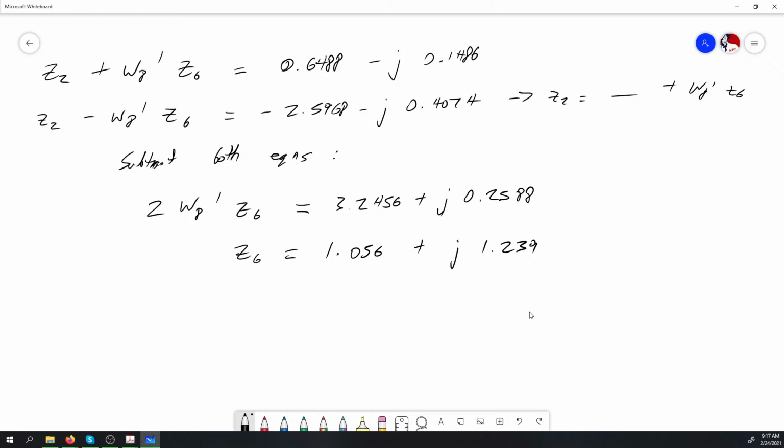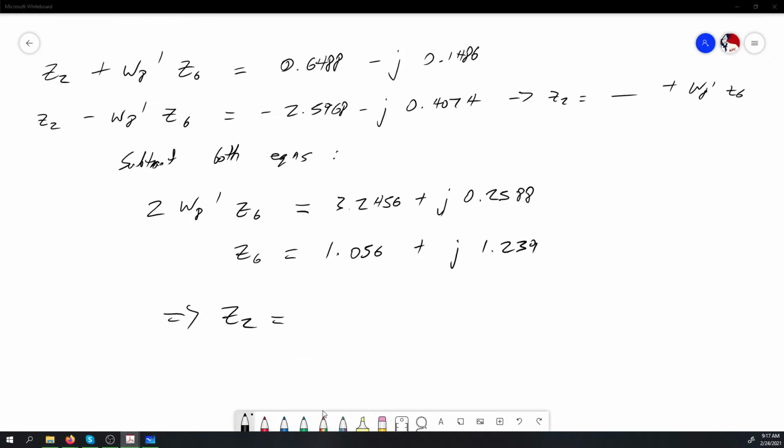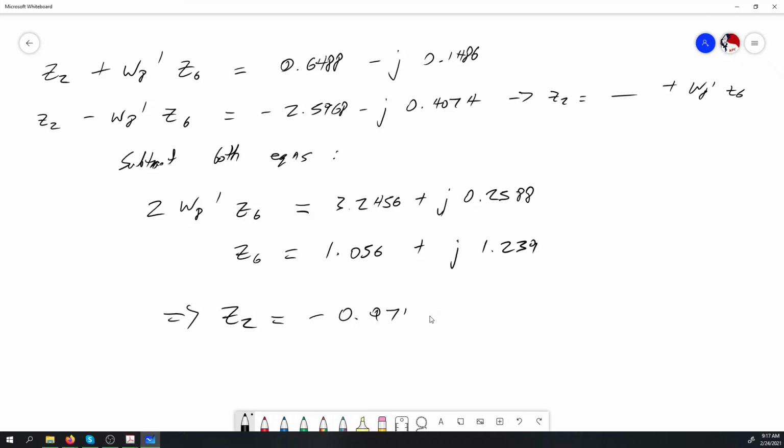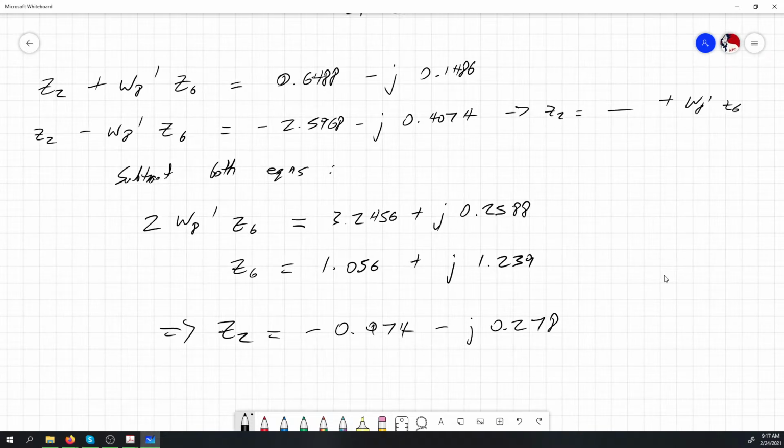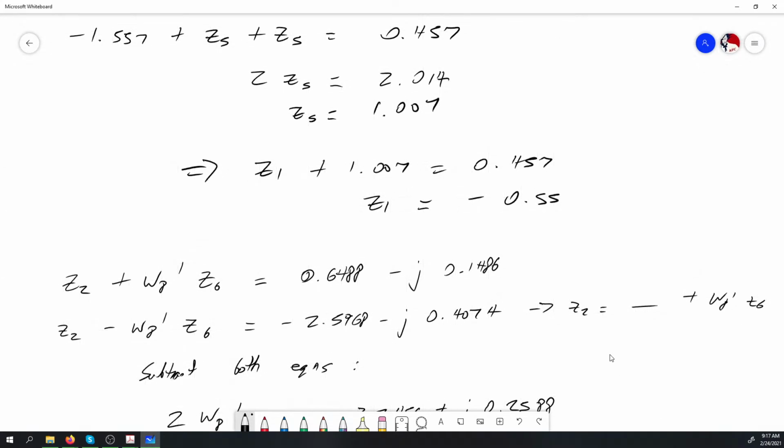So that means we can just plug that back in for z2. The z2 here, once we plug it back in, see what I had for my z2 value is going to be minus 0.974 minus j into 0.278. And let's verify this, because we have our z6 here. So we can now solve for z2.